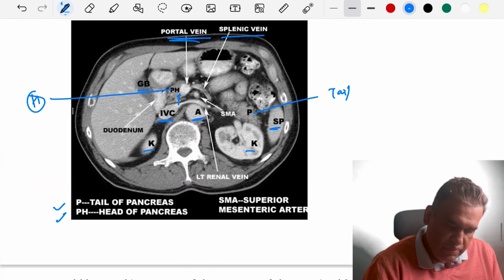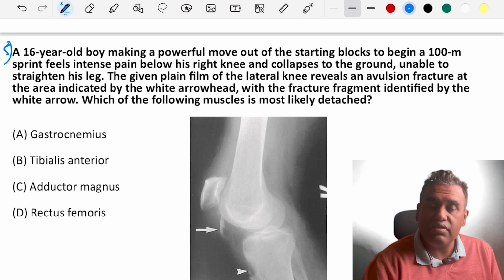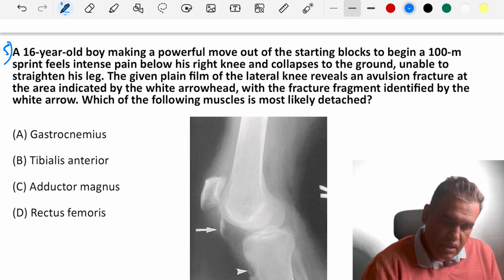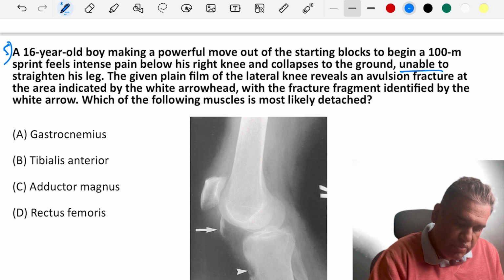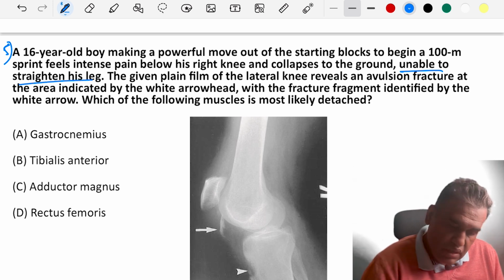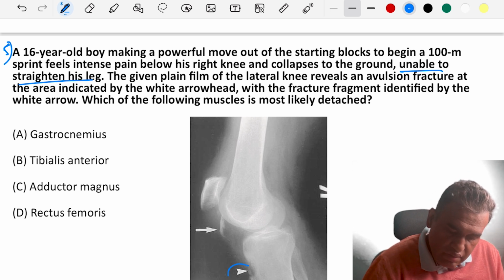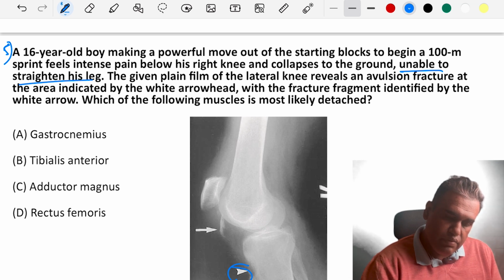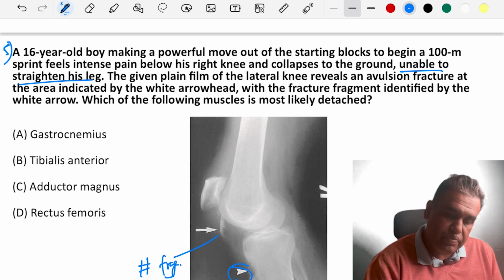Let's move to the 5th one. A 16-year-old boy making a powerful move out of the starting blocks to begin a 100-meter sprint feels intense pain below his right knee and collapses to the ground, unable to straighten the leg. The given film of the lateral knee reveals an avulsion of the area indicated by the arrowhead. This is the arrowhead. Avulsion occurred over here, with the fractured fragment identified by the white arrow. So this is the fractured fragment.